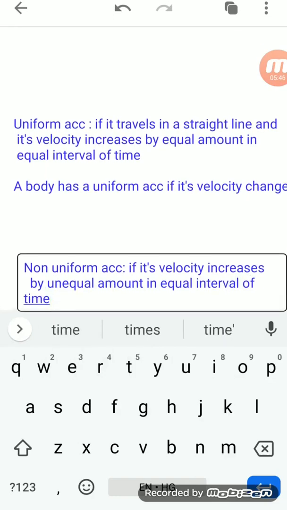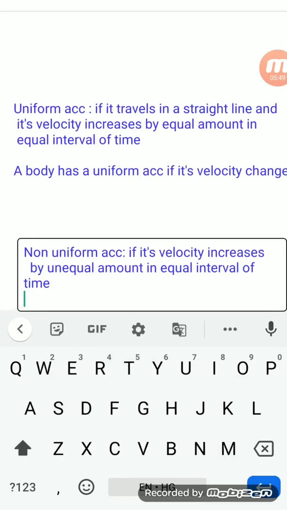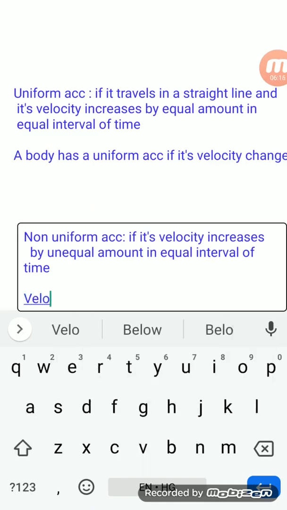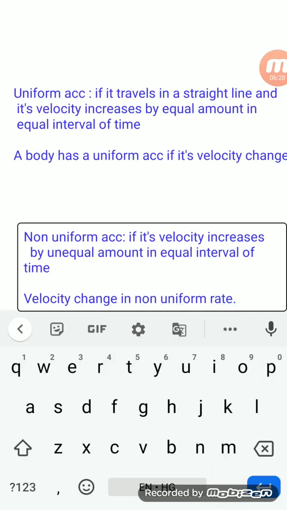Okay, so when a body is in non-uniform motion and its velocity increases, that increase in velocity is in an unequal amount but in an equal interval of time. That kind of acceleration is known as non-uniform acceleration. As well as a body having a non-uniform acceleration, we can also say that velocity changes but at a non-uniform rate. So this is the non-uniform acceleration.